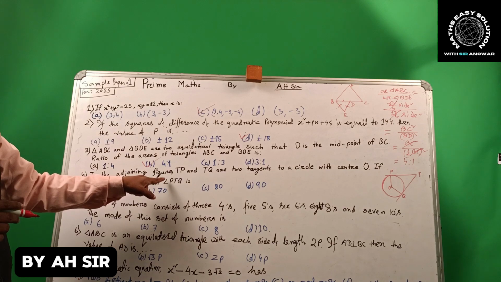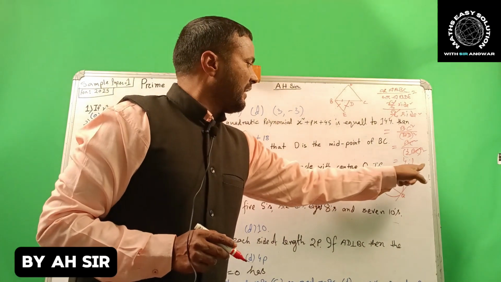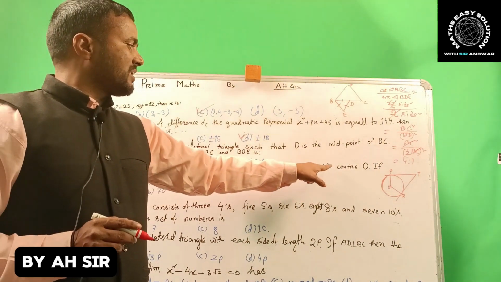In the adjoining figure, TP and TQ, look at this figure. TP and TQ are two tangents to a circle with center O.